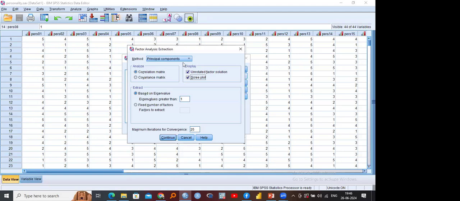Okay. So once again, method should be principal component. In analyze, it should be correlation matrix. Then in the display section, you should click on scree plot. Then in extract, based on eigenvalues, it should be greater than 1. Okay. Then click on continue.